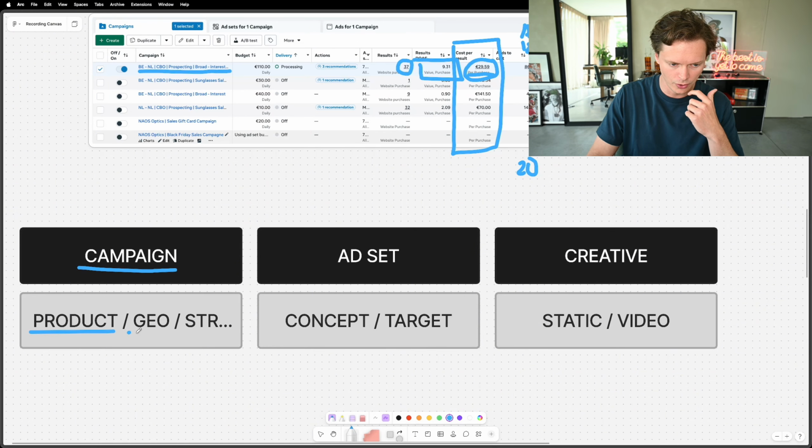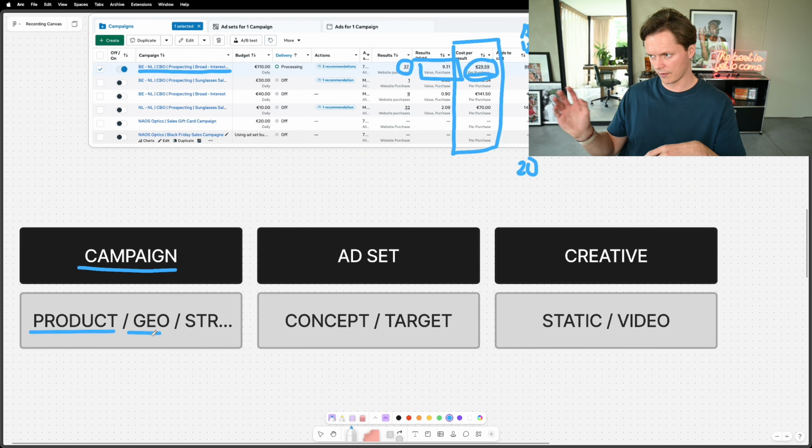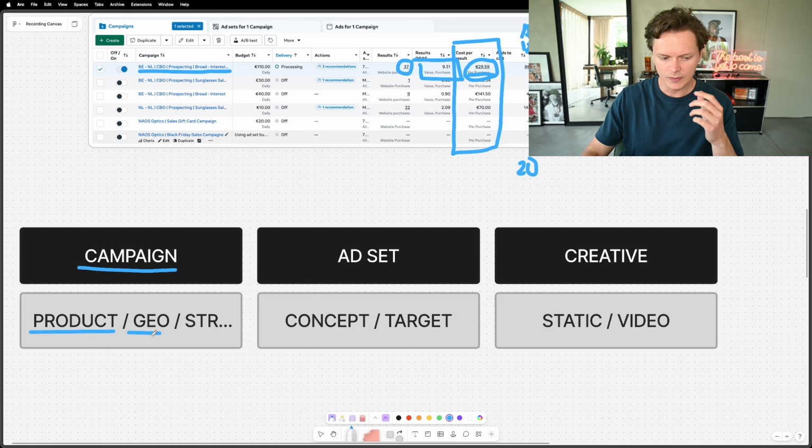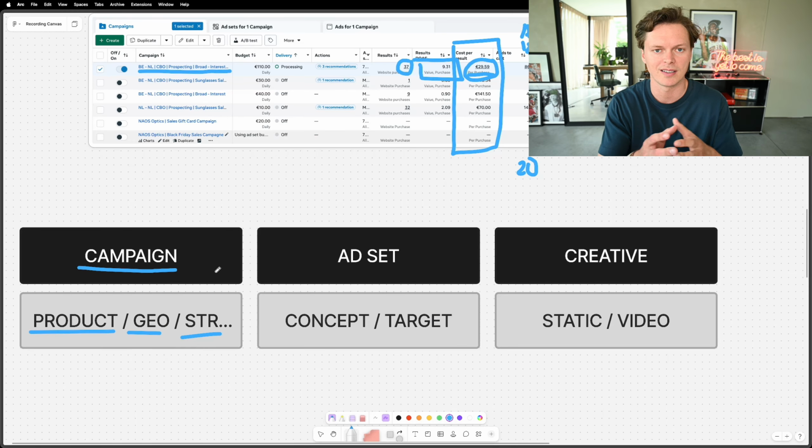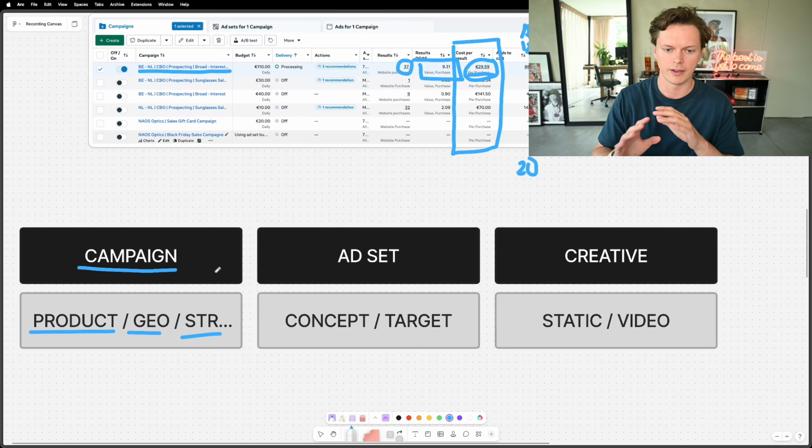That's possible. You can split out different geos, right? If you're selling in the US, Canada, France, the Netherlands, mostly you're going to split that out by geo as well. And then you have, of course, your strategy, whether you're doing leads, sales, or running traffic campaigns. Mostly it's going to be sales and leads, because traffic campaigns have become a bit of a waste of money. There are certain situations where they still make sense, but they're getting less and less. So strategy, product, or geo, those are the three main rules to split up a campaign.